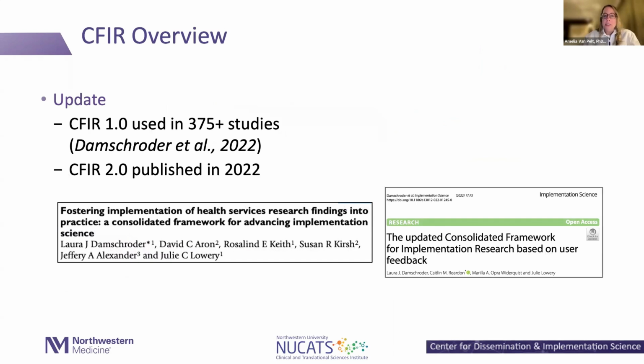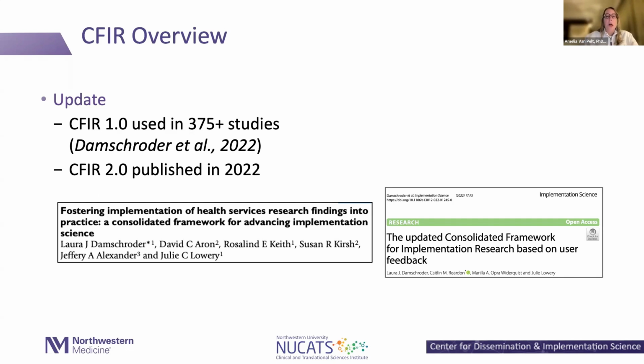So again, just highlighting the different versions of CIFR. First, CIFR 1.0, or the original CIFR, has been widely used in a lot of studies, specifically over 375 studies in this one review across different implementation contexts. And it's helpful for explaining implementation determinants or explaining our findings. For example, what are the barriers or facilitators to implementation with regard to those different domains?